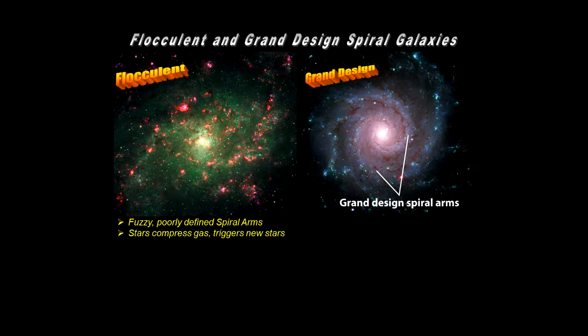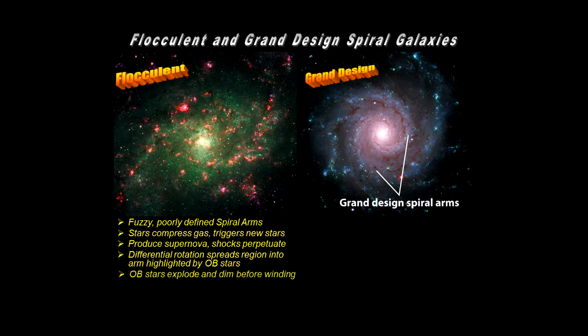The stars that are forming compress the gas and trigger new stars, which produce supernova. The shock waves perpetuate that process. The differential rotation of the orbitals of the stars around the center of the galaxy spreads that star-forming region into the arm, which is now highlighted by OB stars. So the OB star formation is revealing the presence of what looks like spiral arms. You can actually see that structure a little bit.